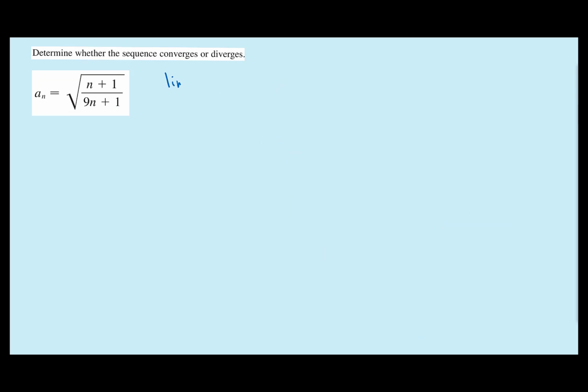Here's another limit that we can treat as a rational expression underneath the root. So we can multiply the top and the bottom by 1 over n, all under the root, and we'll still get rid of a lot of the n terms that we don't want.